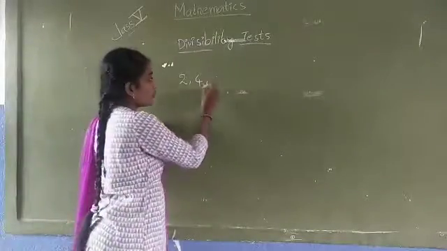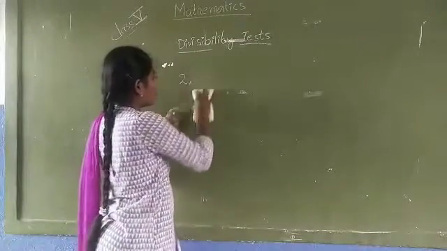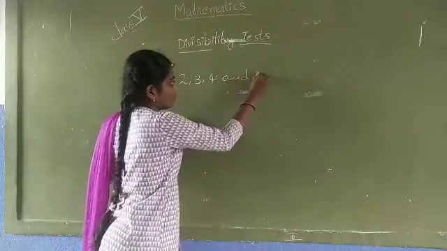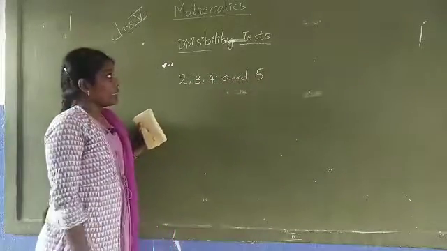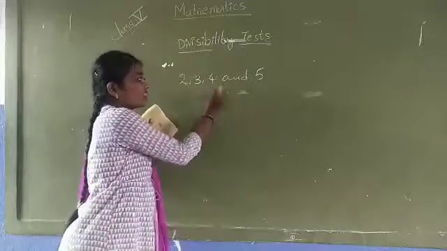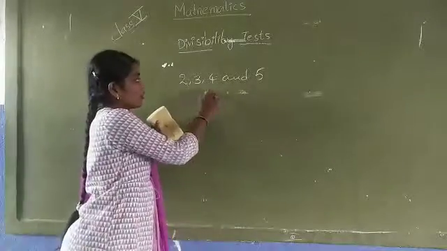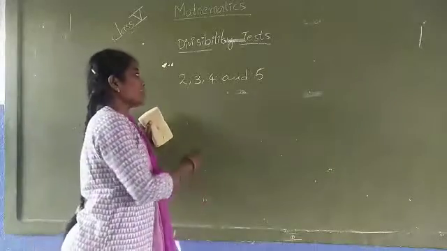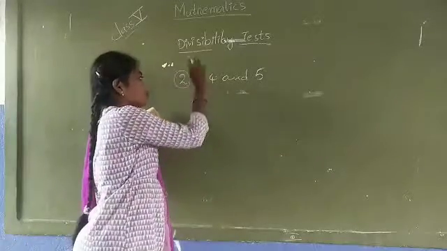2, 4, 2, 3, 4 and 5. We discussed divisibility tests of these numbers in the previous class. 2, 3, 4 and 5. Let's revise once. What is the divisibility rule of 2?